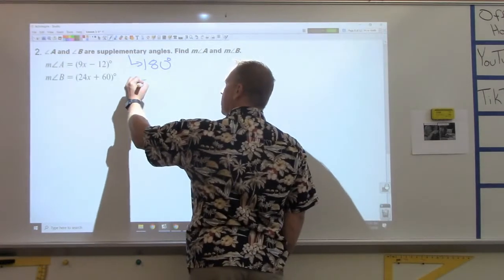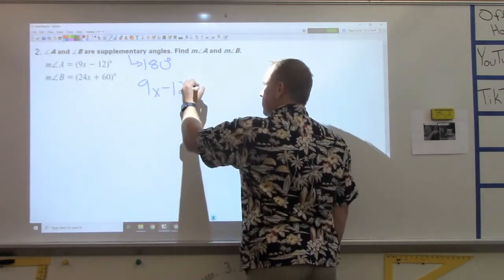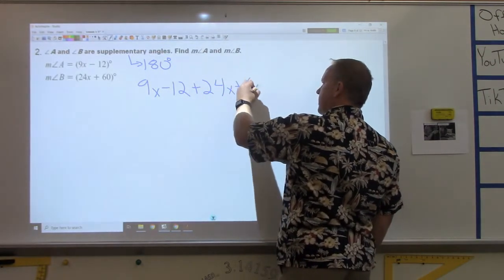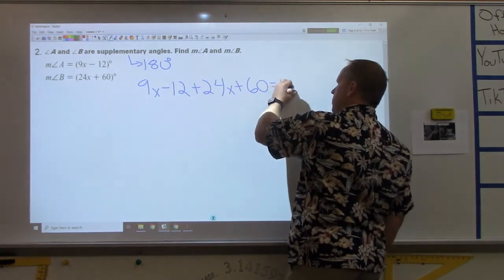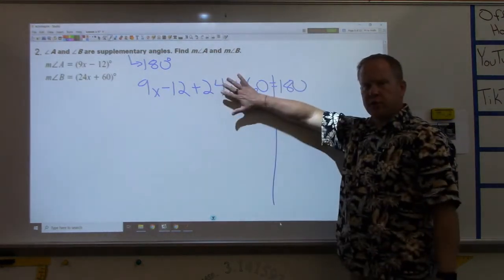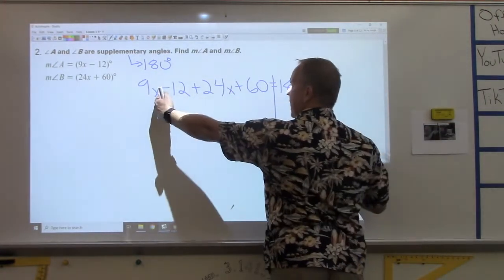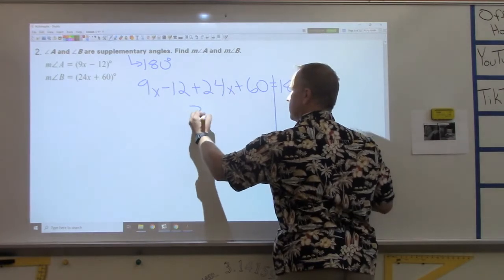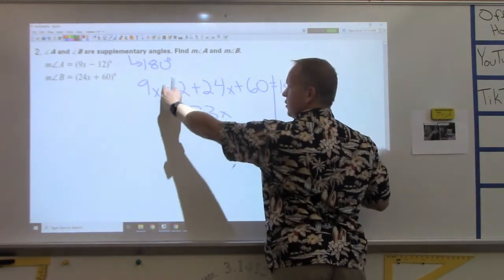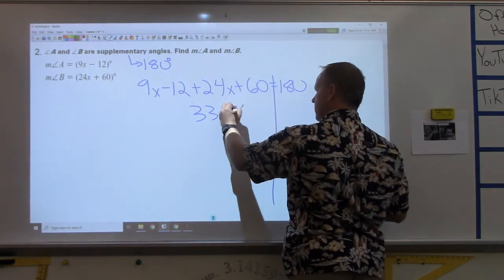So angle A was 9x minus 12 plus angle B, which is 24x plus 60, should equal 180. Again, geometry stops. This is where algebra takes over. Combine like terms on this side. 9x plus 24x is 33x. Negative 12. Watch your signs. Negative 12 plus 60.